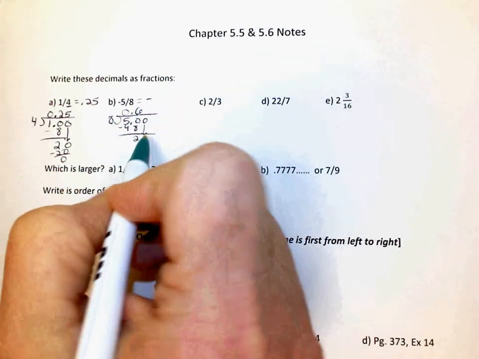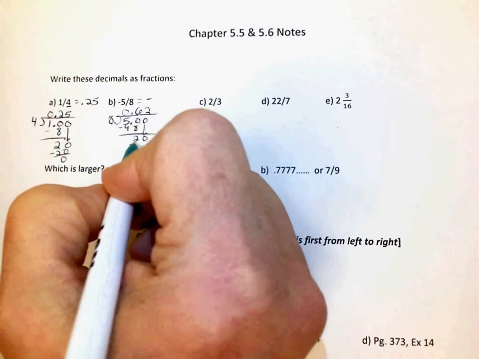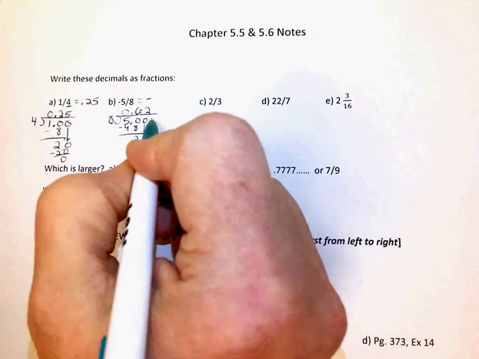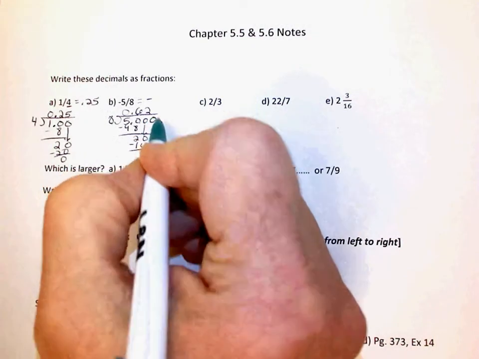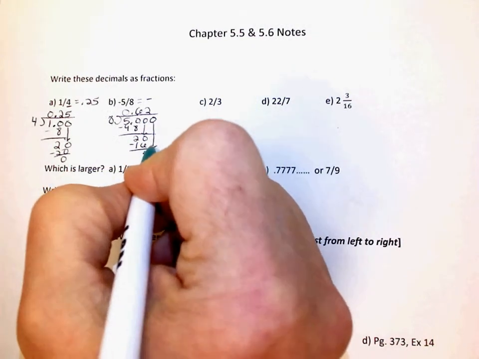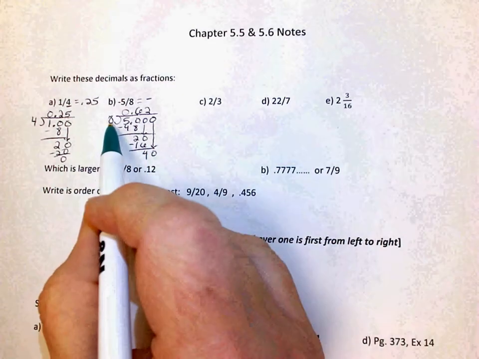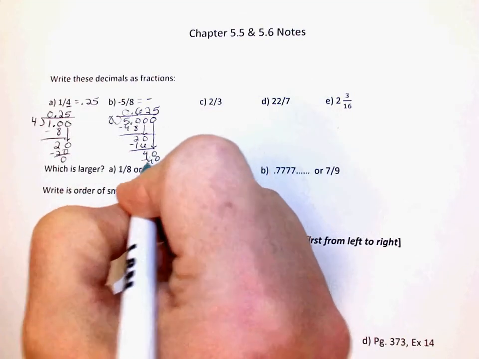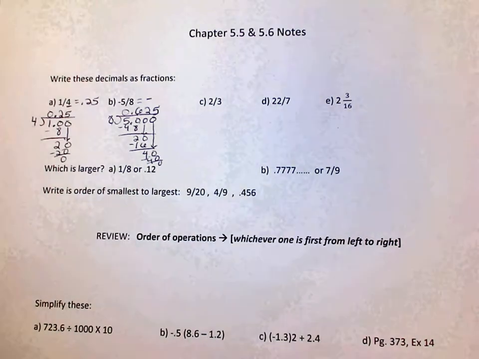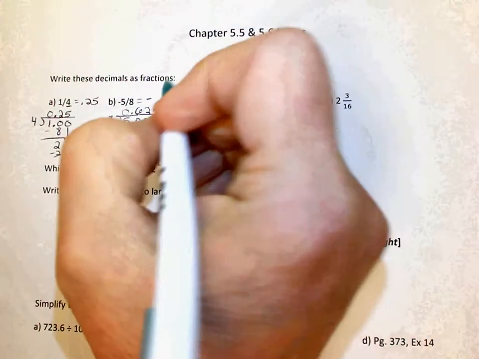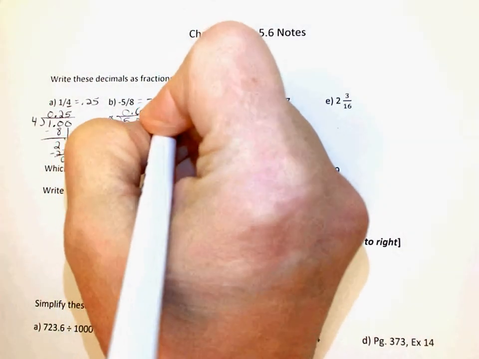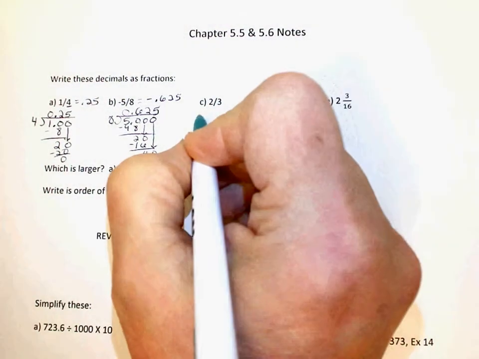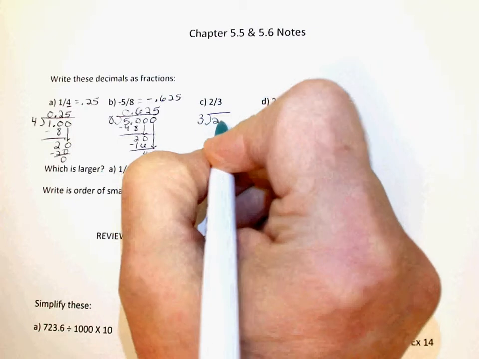8 goes into 20 2 times, which is 16. 20 minus 16 leaves 4. We've got to add a 0. So when we add a 0, that makes it 40. 8 goes into 40 5 times, and we're done with this. So -0.625. Now, 2/3. 3 divided into 2.